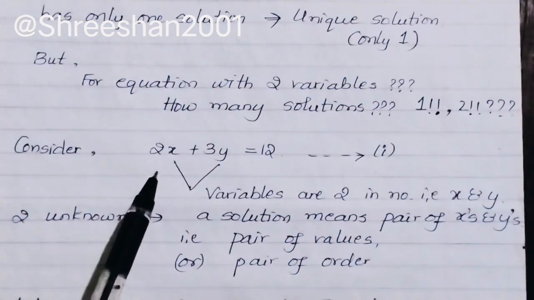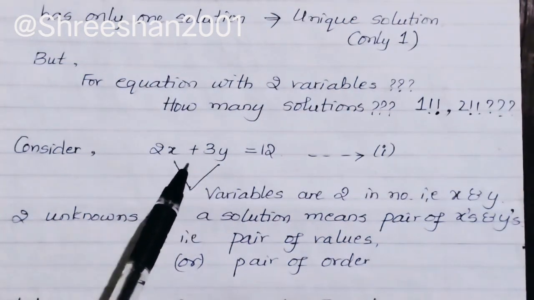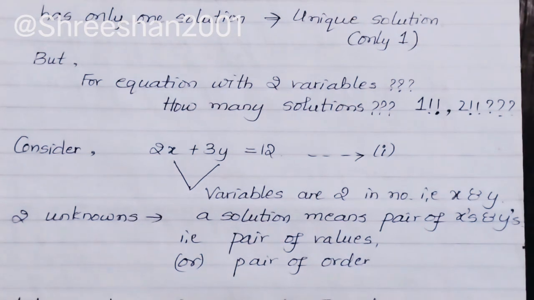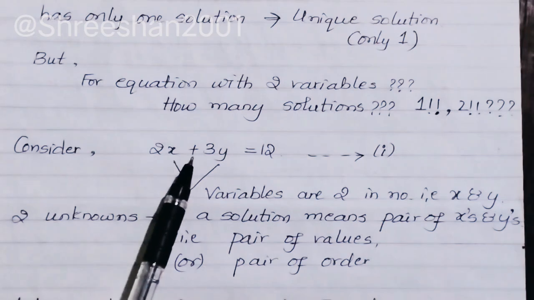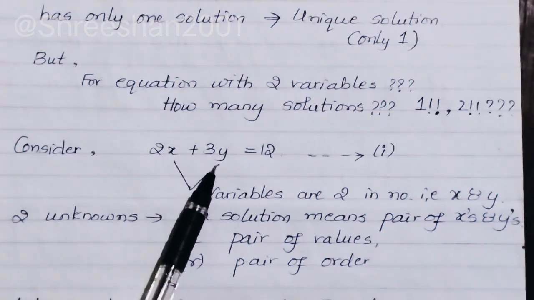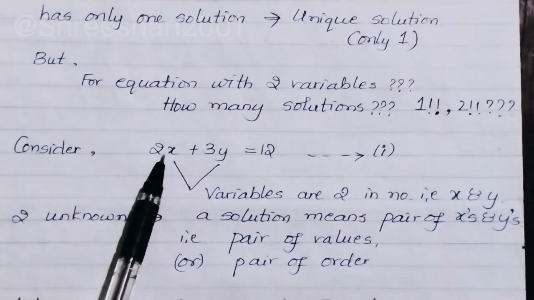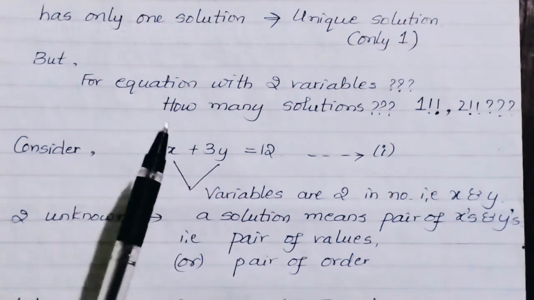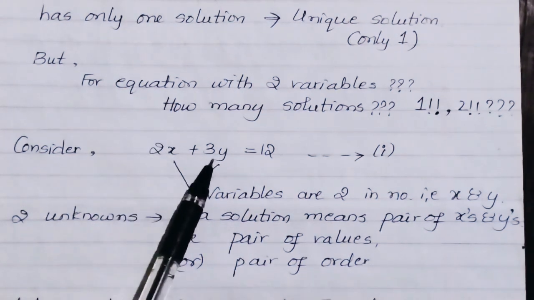Consider 2x plus 3y is equal to 12 as a two variable linear equation. Now why is it a two variable equation? Look at this example, 2x plus 3y is equal to 12. Here x is a variable, y is also a variable. But look at the power of x and y, it is 1. So hence it is a linear equation having two variables.